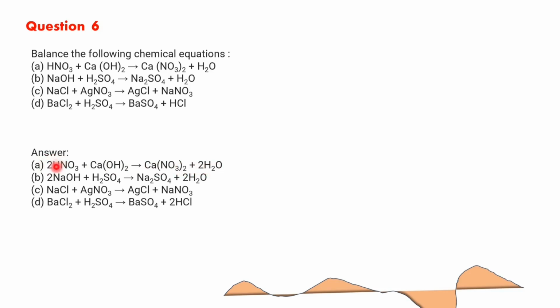On the reactant side, we will first consider the hydrogen atoms. Here on the reactant side, we will find 2 hydrogen atoms, and here also 2 hydrogen atoms. In total, 4 hydrogen atoms are there on the reactant side. On the product side, you will find again 4 hydrogen atoms here. Then consider the nitrogen atoms. Here 2 nitrogen atoms are there, and on the product side also there are 2 nitrogen atoms.